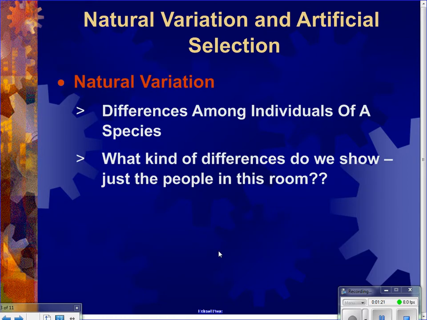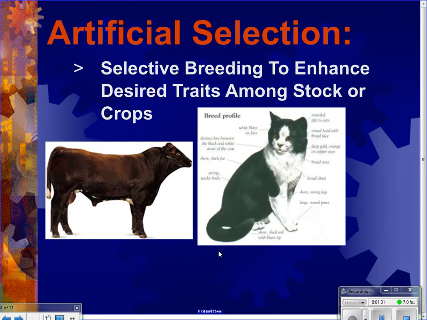So within an organism, there is natural variation. Nature provides variation. Within artificial selection, people use selective breeding programs to select that natural variation among stock or crops. So for example, within cattle, we're looking for particular traits. When we find those traits in a bull, we select and we use that bull to produce other offspring so that those offspring would have those traits. This is selective breeding. This is artificial selection.